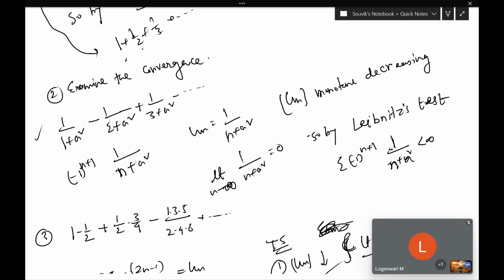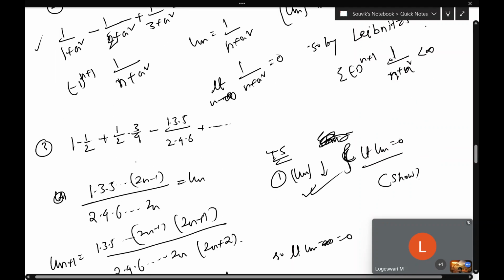First, the convergent series 1/(1+1^2) - 1/(2+2^2) + 1/(3+3^2) - ... This series can be written as the summation of (-1)^(n+1) times 1/(n+n^2), which is the nth term. And 1/(n+n^2) is monotone decreasing and its limiting value is 0. So by the Leibniz test, the summation of (-1)^(n+1) times 1/(n+n^2) is convergent.